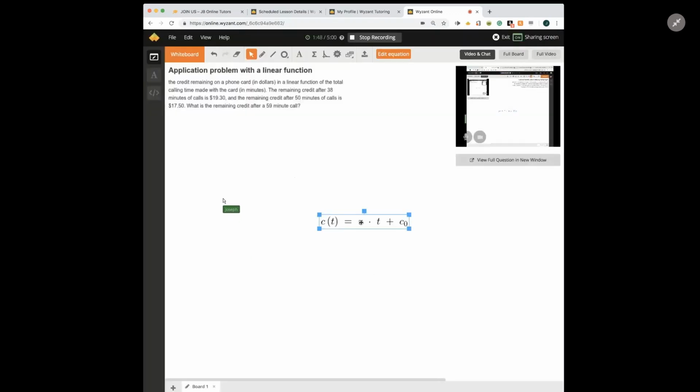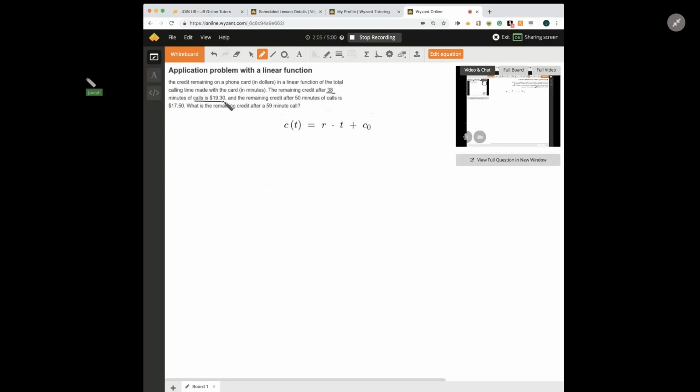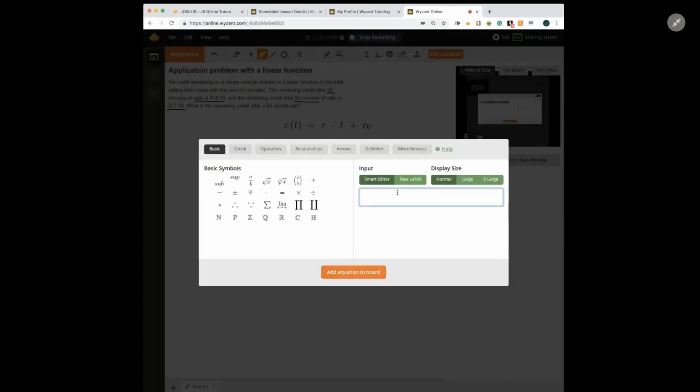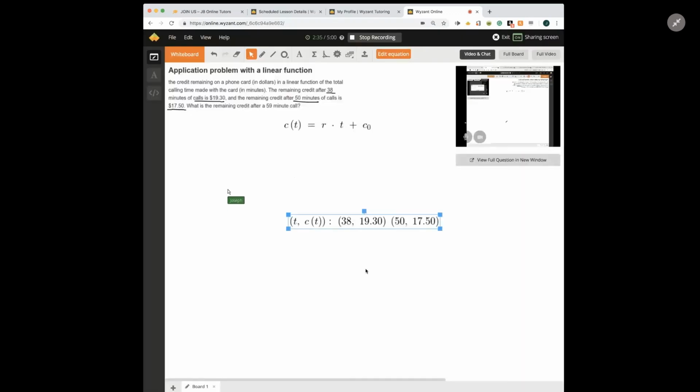And the first step is to translate the points they give us from English into mathematical points. And so the points that they give us are 38 minutes and our value on the card is $19.30, in 50 minutes, $17.50. And so we can translate that where our x value is the time and our y value is the credit. So our points will be 38 minutes, $19.30, and 50 minutes, $17.50. Okay, splendid. We're getting somewhere.